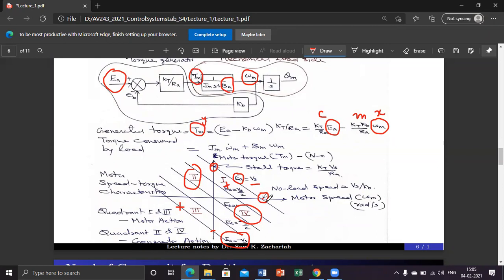And at that point it is reaching the no load speed, which is the maximum speed beyond which the motor speed cannot increase while the motor is acting like a motor. You assume that omega m increases, say an additional extra increase is there. Suddenly what will happen? EB will be more than EA, which will produce a negative torque. Negative torque will reduce the motor speed. So it will settle at this particular value.